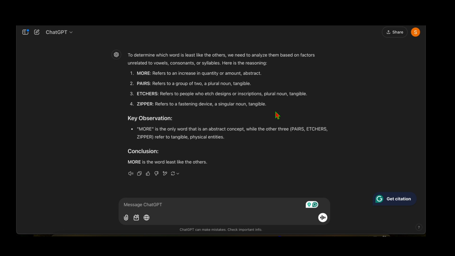Now this time it got it wrong actually. Last time I tested, it said zipper is the right answer. The reason it gives is that more is the only word that is an abstract concept, while the other 3, pairs, etches, and zipper, refer to tangible physical entities. But the right answer is zipper. So let's move on to DeepSeek and find out how it goes.